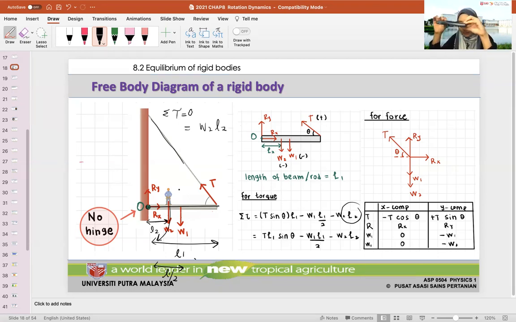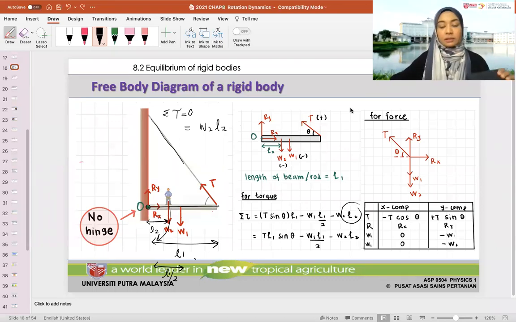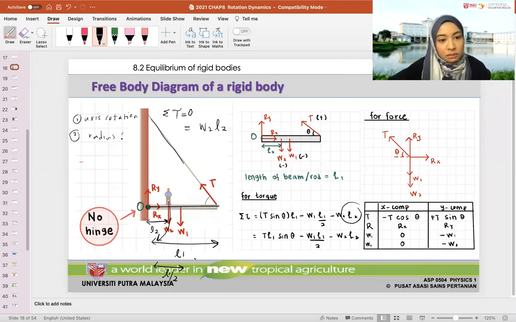Okay, let's try to remember how to find out whether it's clockwise or anti-clockwise, because we need to know what the direction is. So first of all, we identified the axis of rotation, right? I'm going to try to be more organized here. And then the radius for each force. And then this third step is to identify the positive and negative direction of this torque.